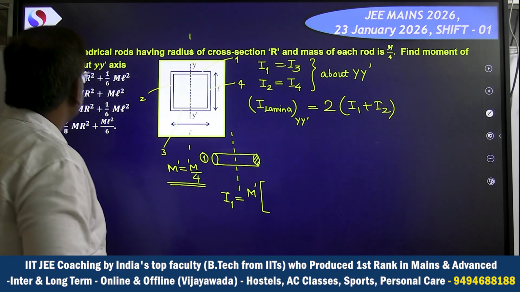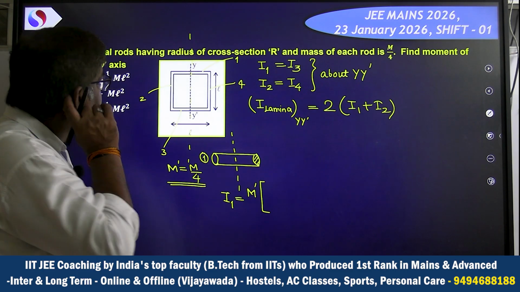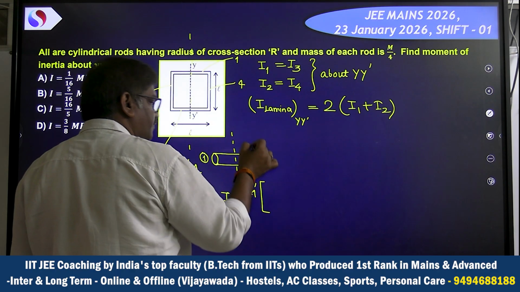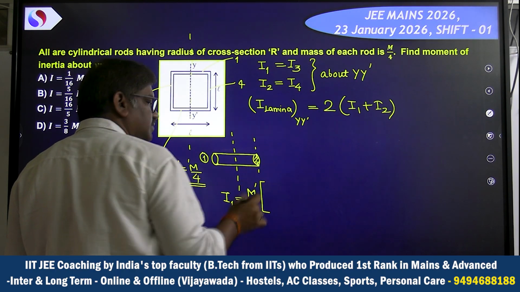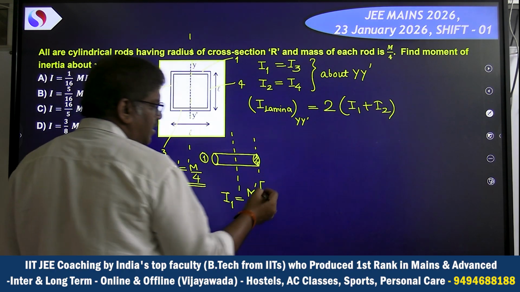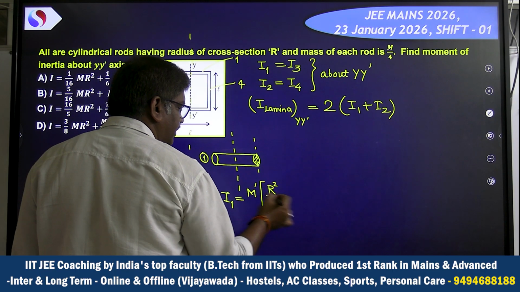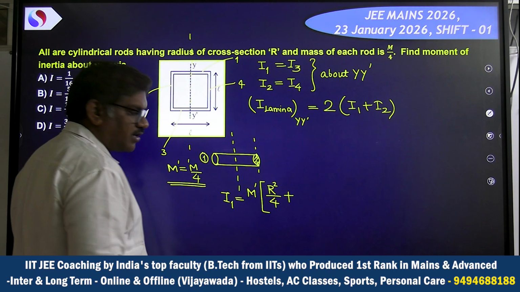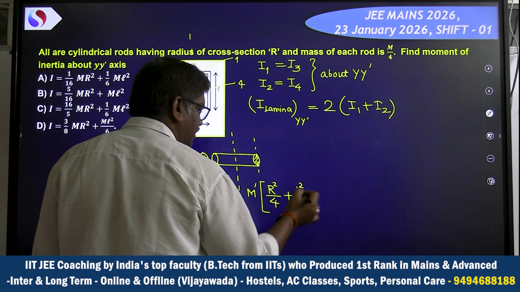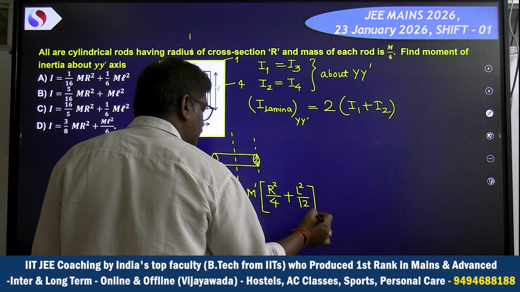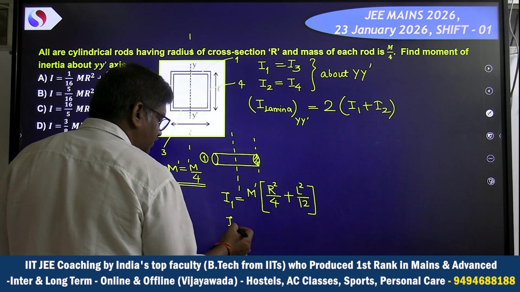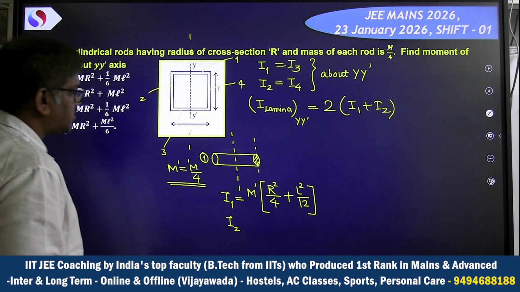The total mass is m, so each rod has mass m by 4, and that's why this is m dash into, first, the disk about the diameter. About the diameter it is r square by 4, plus about the center this is behaving as a rod, so for a rod it is L square by 12. Alright, and similarly I2, so let's look into the I2.